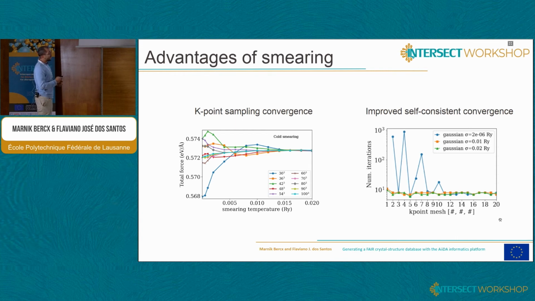Another side effect of smearing that is very favorable is that it helps to improve the self-consistent convergence. When you try to find the ground state of your electronic system, you do that self-consistently. If you were to do it with a very low smearing, sometimes I need 100 iterations, sometimes up to 1,000 iterations to converge. When I use smearing, it's always less than 10 iterations. So that's also a good benefit. It was not meant to do this, but it helps also in this convergence.